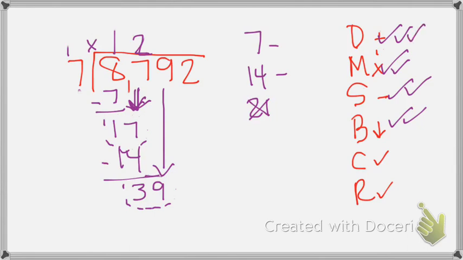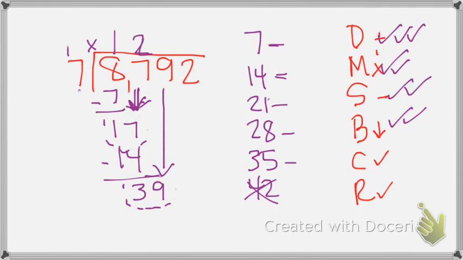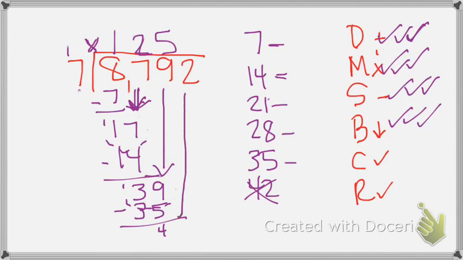And now we have to divide again. So going back to my list of multiples, 21, 28, 35, and if I go to 42, that is too far. So 1, 2, 3, 4, 5 times. That's divide. Now multiply. 5 times 7 is 35. Now I subtract. 39 minus 35 is 4. And I need to now bring down again.